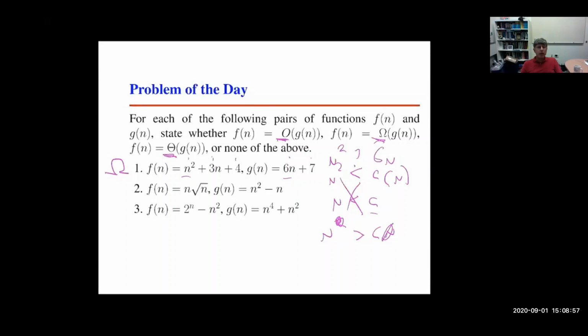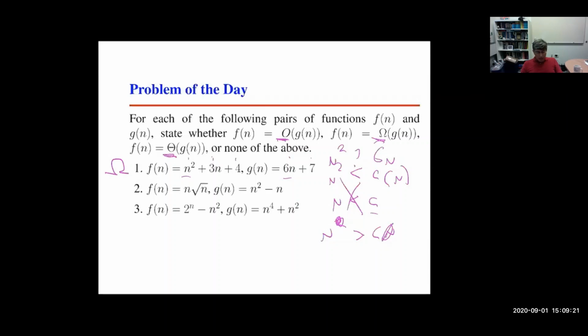Any questions about that? Okay, good. Let's try the second part of this, and this time I'll do it in blue, just so I don't have to erase anything. We're asking, how does n square root n compare to n squared? That's really the heart of the second part.